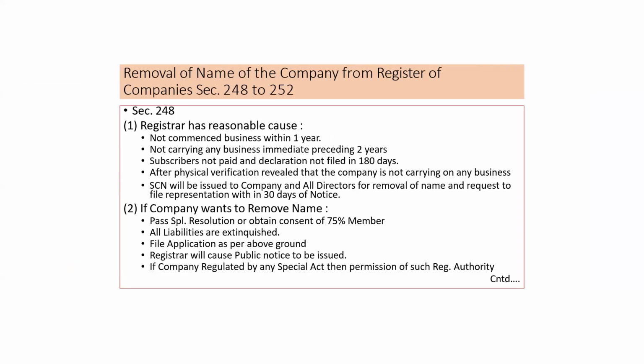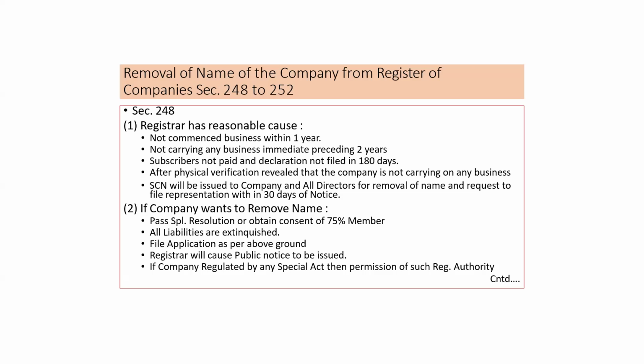Removal of name of the company from register of companies. This is also an important topic. So section 248 says that if the registrar has reasonable cause to believe that the company has not commenced its business operations within 1 year of its incorporation, or if it has not been carrying on any business for the immediately preceding 2 financial years, if the subscribers have not paid the subscription money, and declaration has not been filed within a period of 180 days, or after physical verification, it has come to the notice of the registrar that the company is not carrying on any business, then they will issue a show cause notice to the company and all directors for removal of name, and they shall be required to file a representation within a period of 30 days from the date of notice that why their name should not be removed.